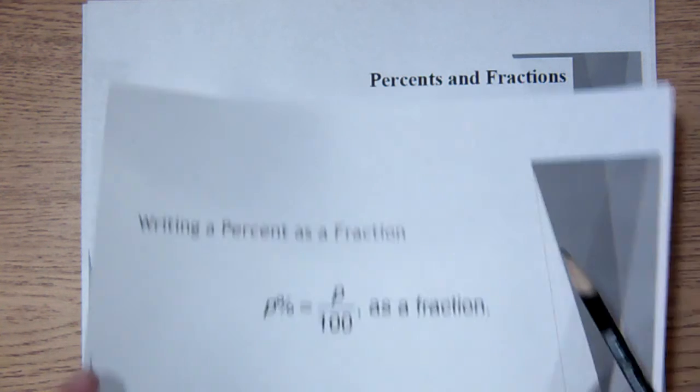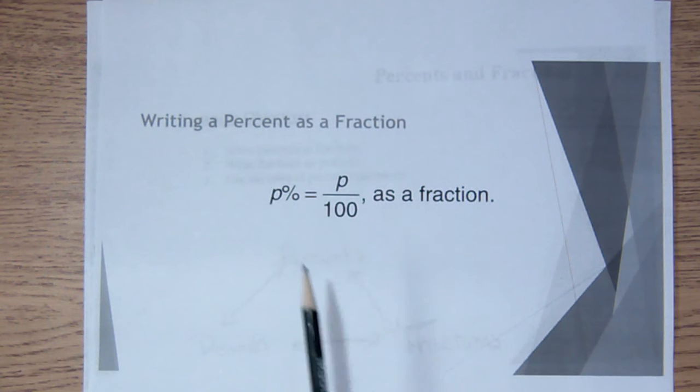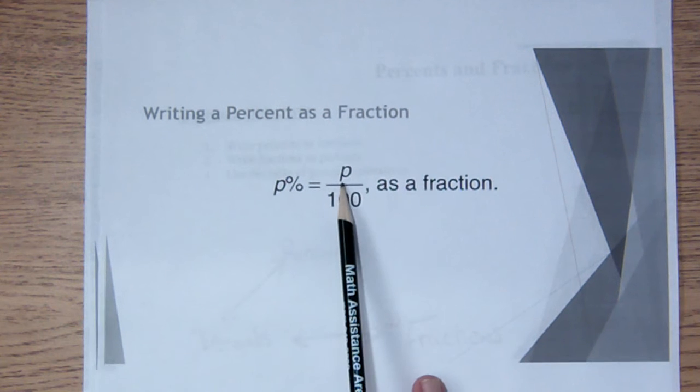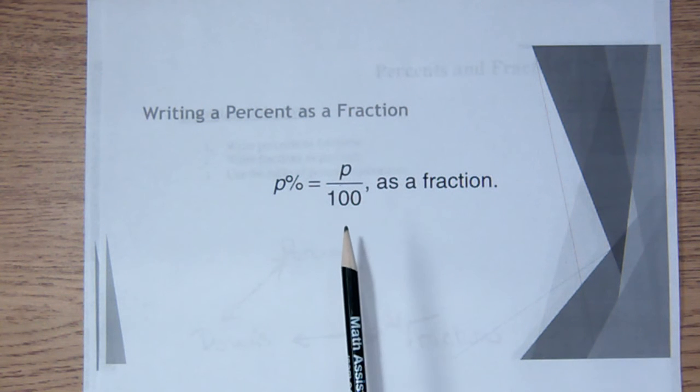We begin by reviewing an equation that we learned last time. Whenever we say p%, that's the same thing as writing the number p without the percent on top of 100 and writing it as a fraction.